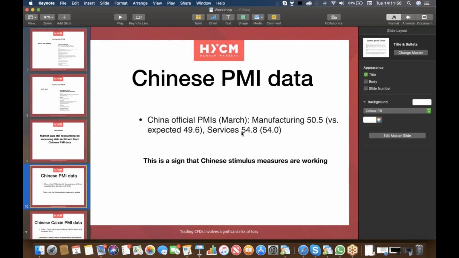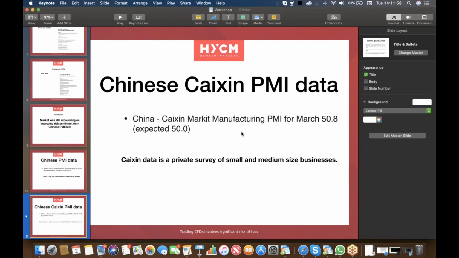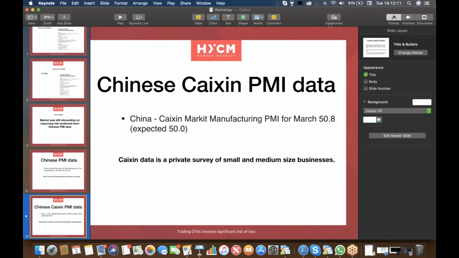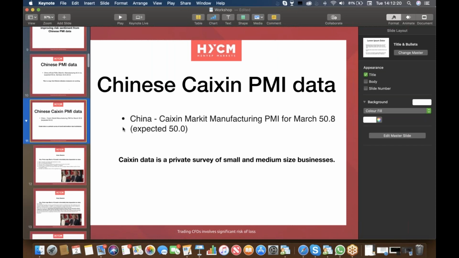Okay, so the PMI data was good. Now, this is the Caixin PMI data, which is the private data. This tends to be a survey of smaller and medium-sized businesses, and this was 50.8, an uptick of 0.8 on the expected reading of 50.0. So that was two very good readings, and the market responded by being in a much more risk-on situation.